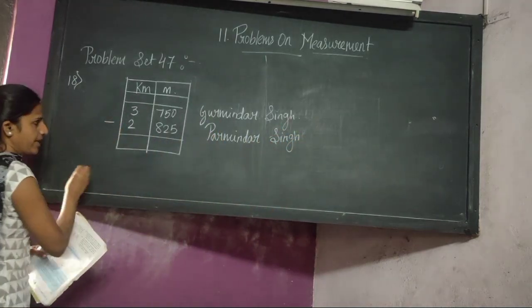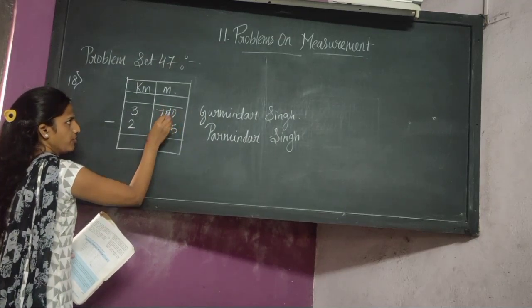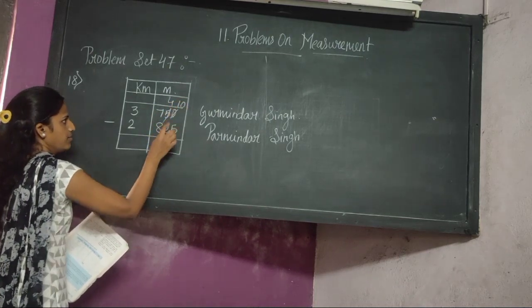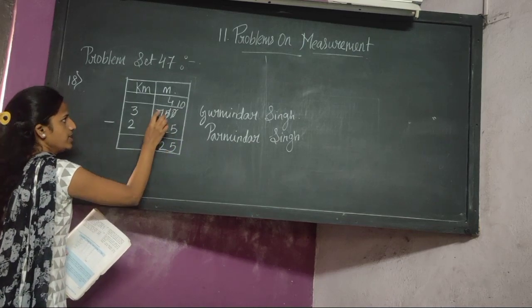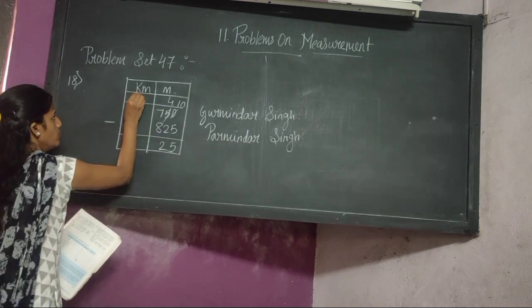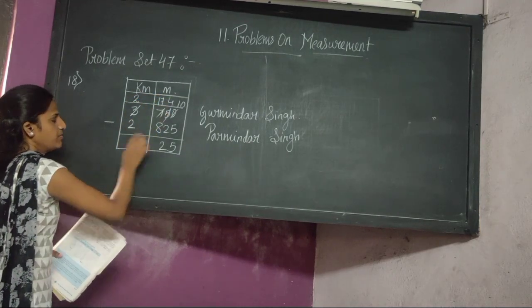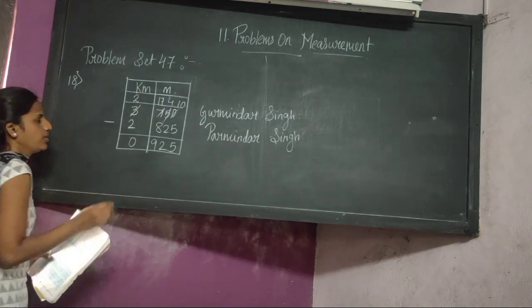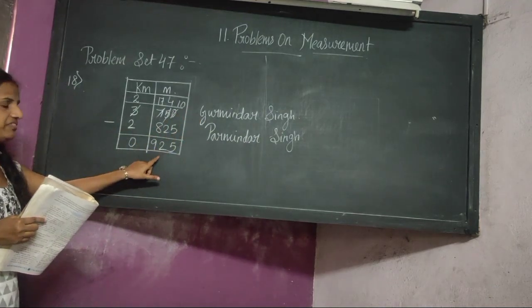Now let's do subtraction. 0 minus 5, it won't be possible. We will borrow from here. 4 will be left and this will become 10. 10 minus 5 will be 5. 4 minus 2 will be 2. 7 minus 8 is not possible. We will borrow from here. 2 will be left and here it will become 17. 17 minus 8 will be 9. 2 minus 2 will be 0. That means Gurminder Singh walked further by 925 meters.